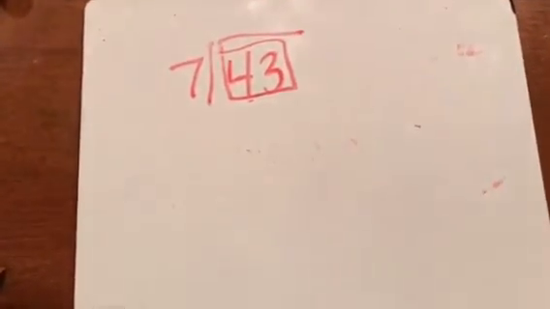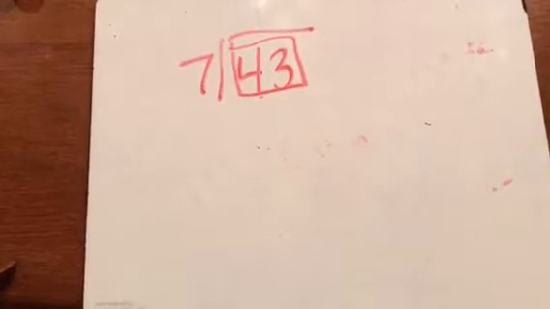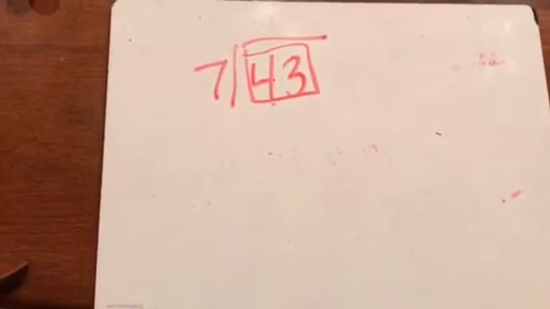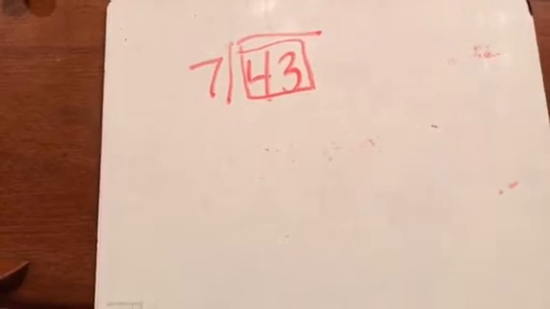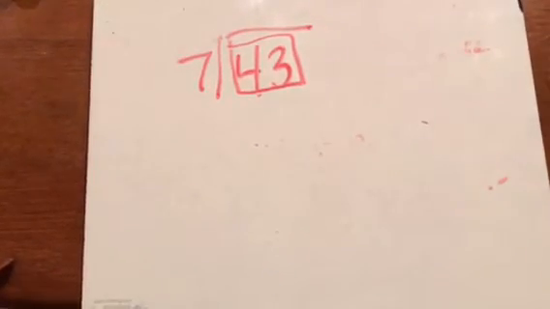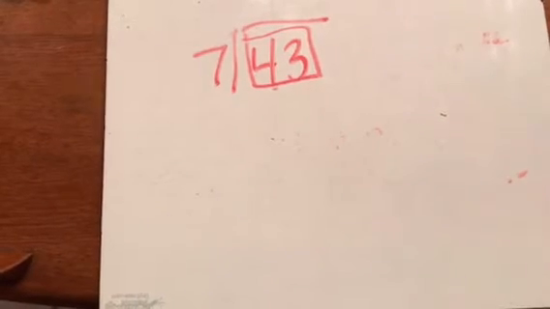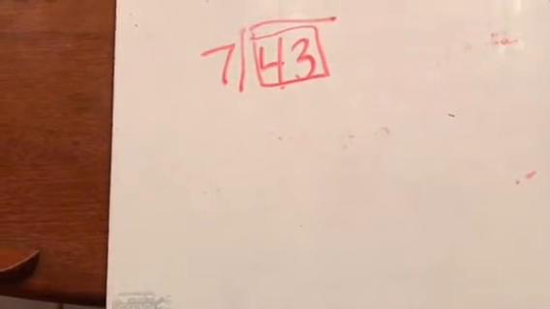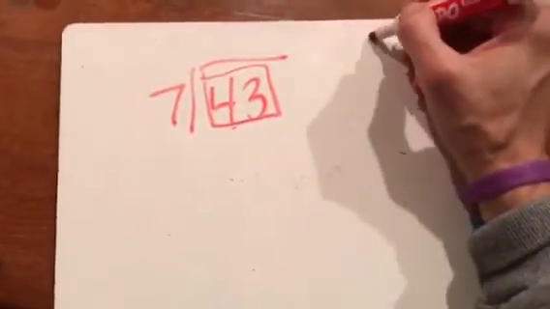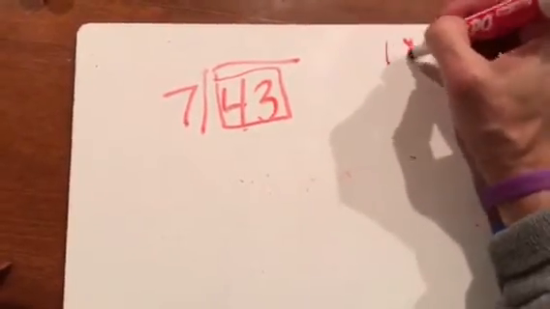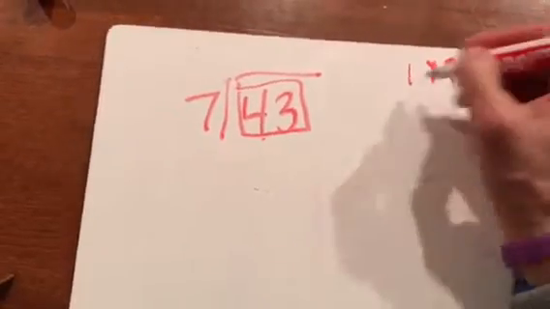Now, if I know my multiples of 7 really well, then I'm not going to need to do anything other than think about what's close to 43. And it can be above 43, that's fine, because we're just estimating. But if I don't know my multiples, I'm either going to need a multiplication chart to go down my 7s and get as close as I can, or I'm just going to need to make a list of my multiples and say 1 times 7 equals 7.